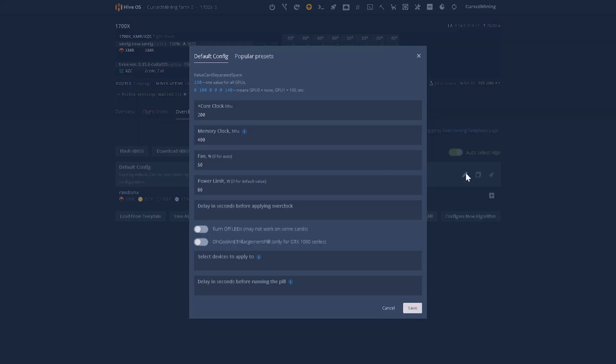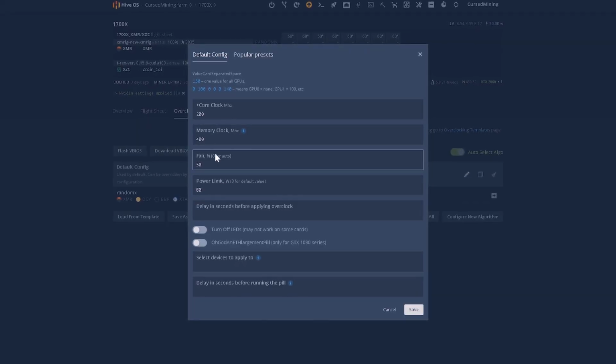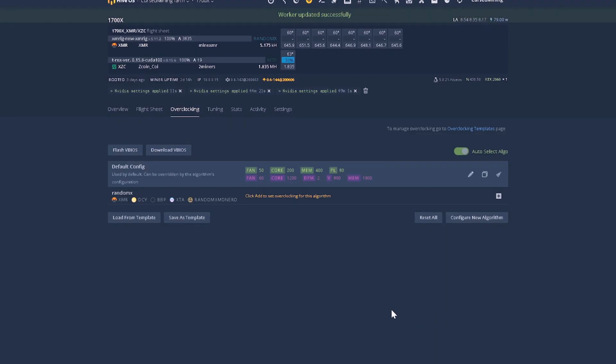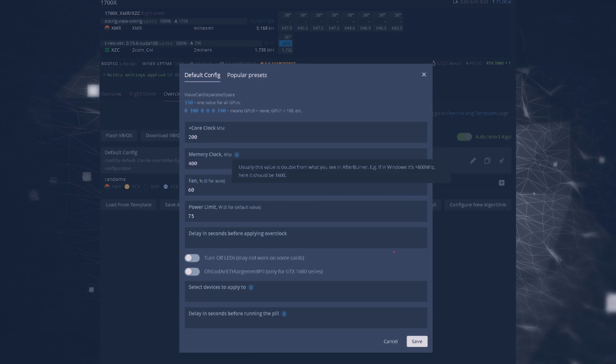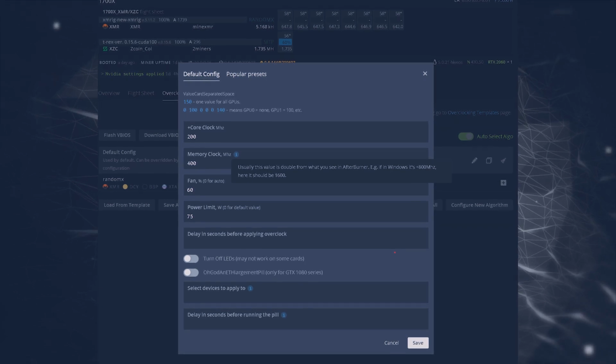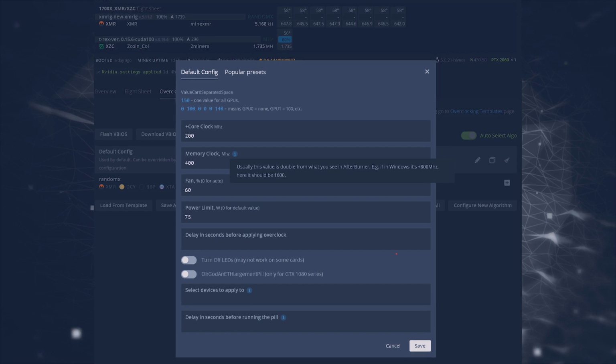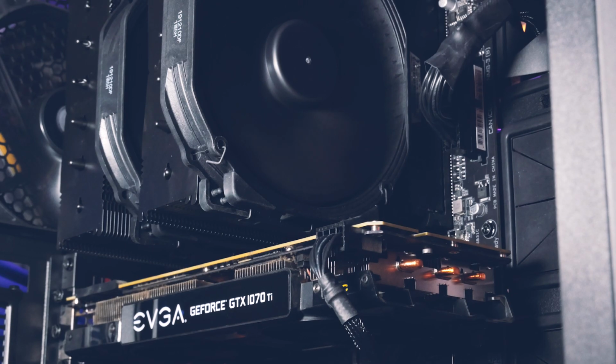Always mind that the memory settings you give in Hive OS have to be double the numbers of what you do in programs like MSI Afterburner. Say if you give 200 memory clock in Windows, you'd need to give 400 in Hive OS to achieve the same result.